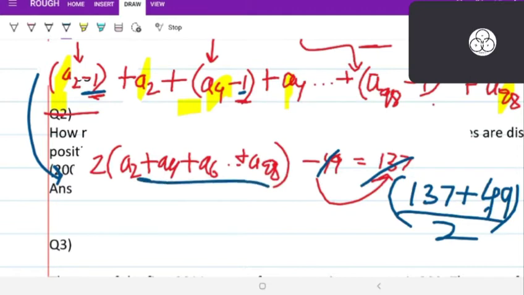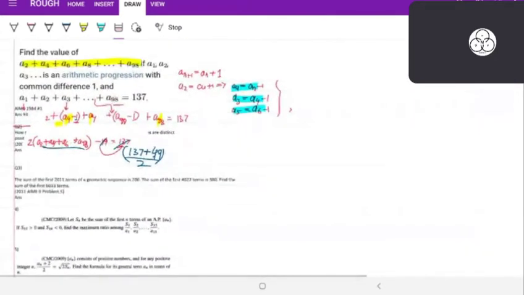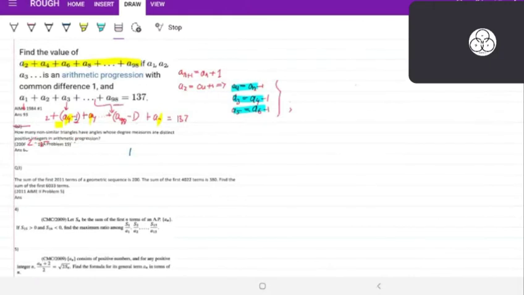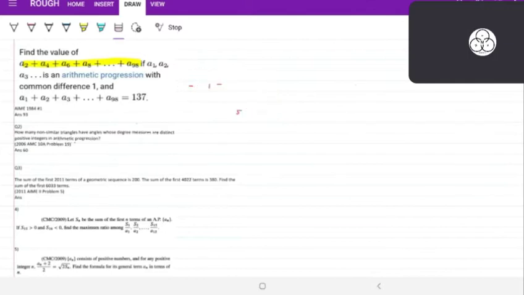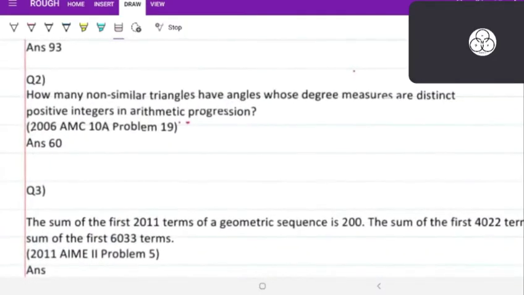So this was a shortcut method. There are a lot of different methods. So we have shown 2 different methods. You can find your own innovative method, which will be more interesting for you. So, question number 2.